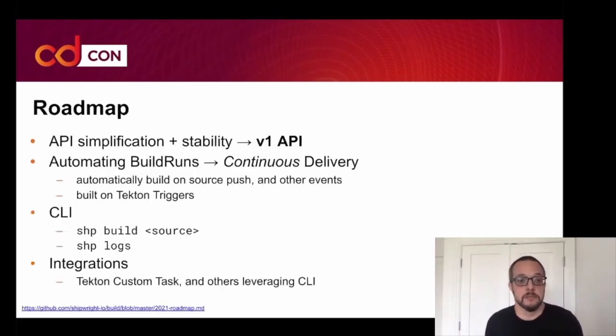This is a brief summary of the 2021 roadmap for Shipwright. It's an incomplete list. If you want to see the full list, there's a link there at the bottom. A main thing we want to do is simplify and stabilize the API toward a stable v1 API you can build things on. Another headline feature we want to work on this year is automating build runs or continuous delivery. Interesting that I would be talking about this at Continuous Delivery Con. Basically, we want to watch the repo that you configure and push an image every time that repo changes.